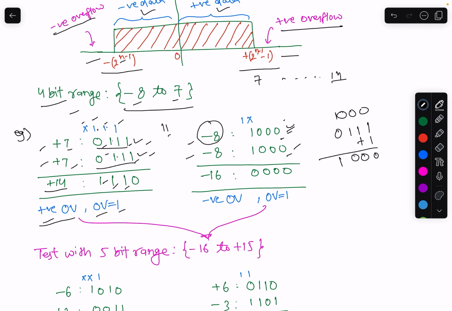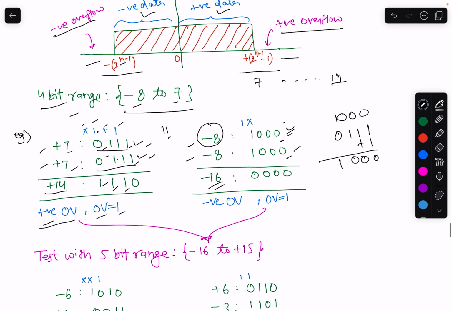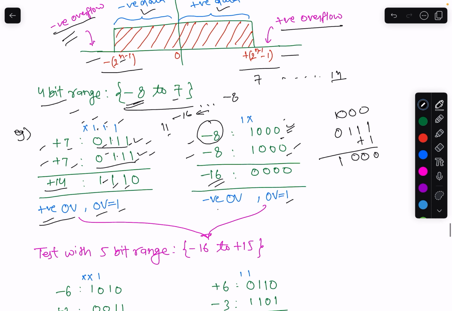If we add it, we will get minus 16, and we can see the least number we can represent is minus 8, but here we have minus 16 on the left hand side, so it is negative overflow. So overflow is 1 and it is negative overflow. The accumulator content is here 0000, and here 1110.